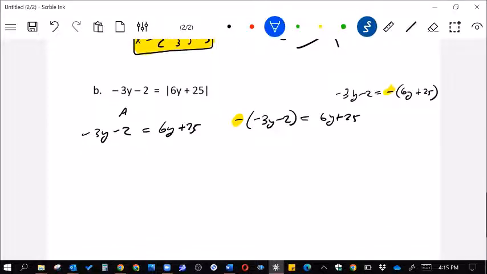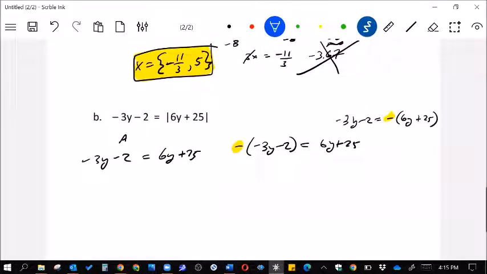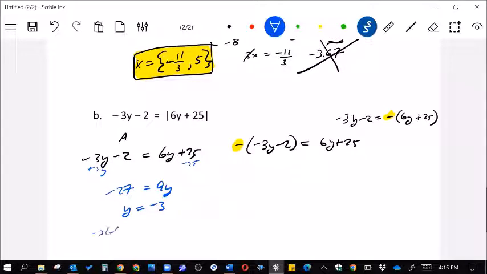So let's work all this out here. All right, so if I add 3y to both sides, I'm going to get a 9y. I'm going to subtract the 25, so I'm going to get negative 27. So that means y is equal to negative 3. And if I put that back in here, I get negative 3 minus 2.